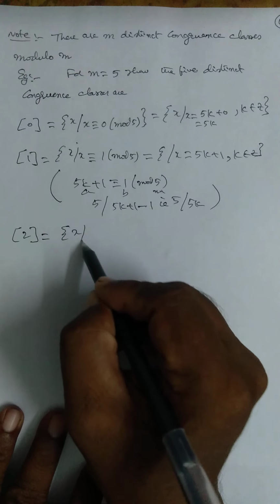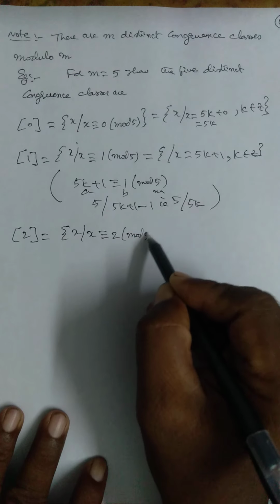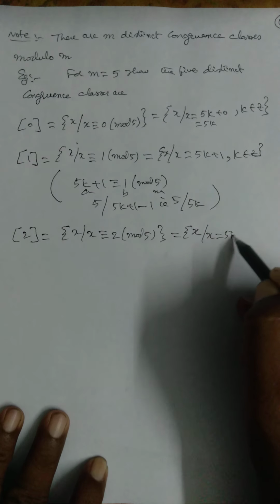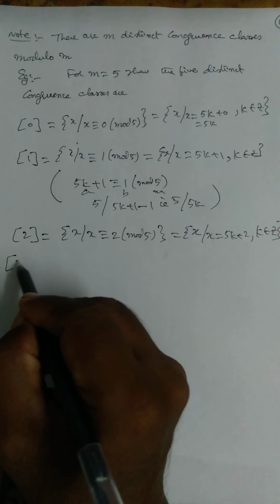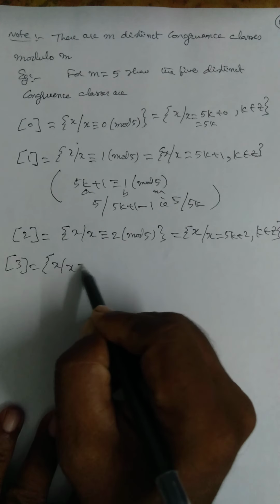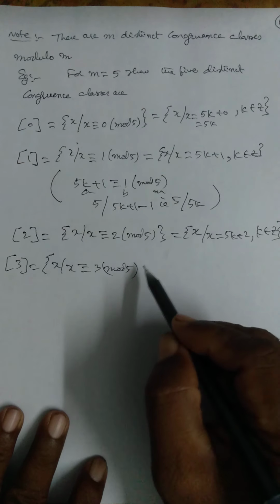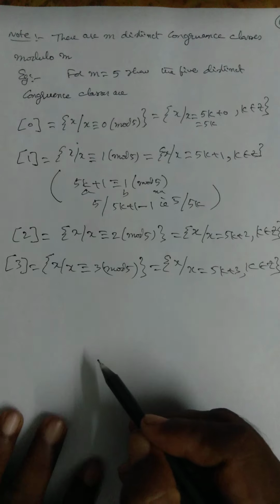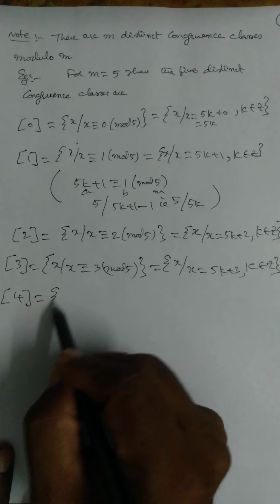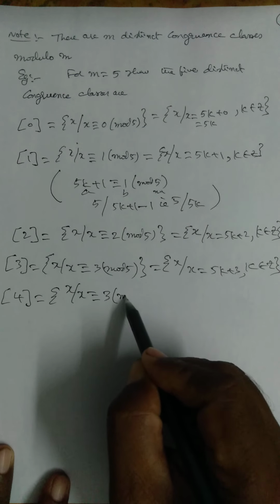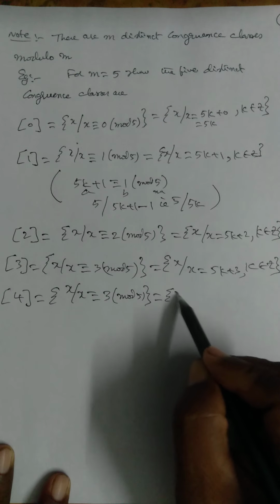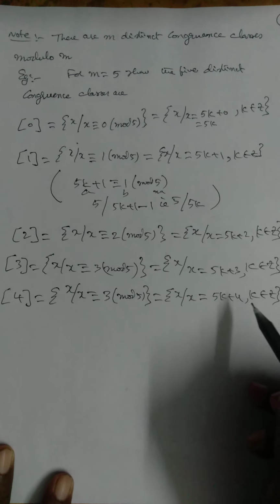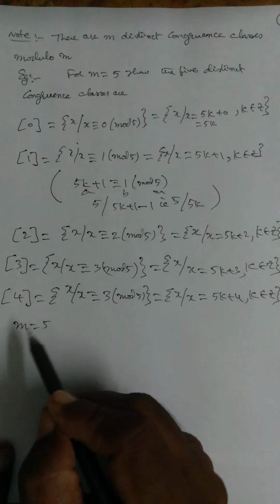Bracket 2 is the set of x such that x is congruent to 2 mod 5, that is x is equal to 5k plus 2, k belongs to Z. Bracket 3 is the set of x such that x is congruent to 3 mod 5, that is x is equal to 5k plus 3, k belongs to Z. Bracket 4 is the set of x such that x is congruent to 4 mod 5, that is x is equal to 5k plus 4, k belongs to Z.